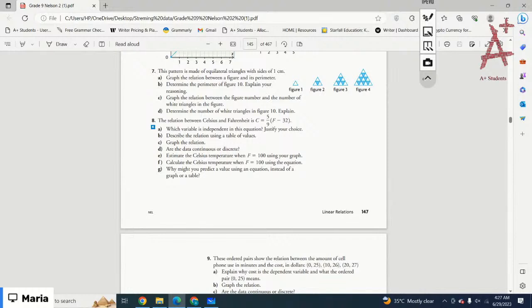For figure 3, they are 9, and for figure 4, they are 1, 2, 3, 4, 5, 6, 7, 8, 9, 10, 11. They are 12. And then you have to just plot these points on the graph.